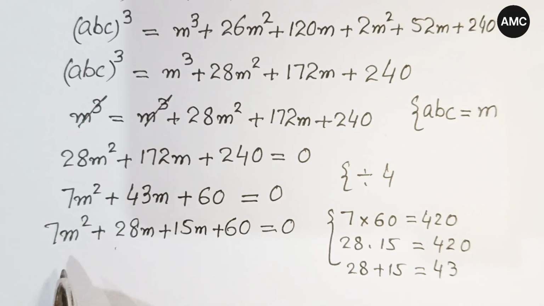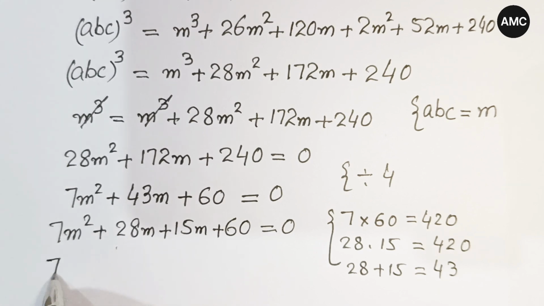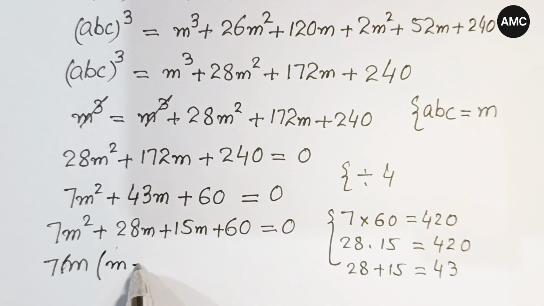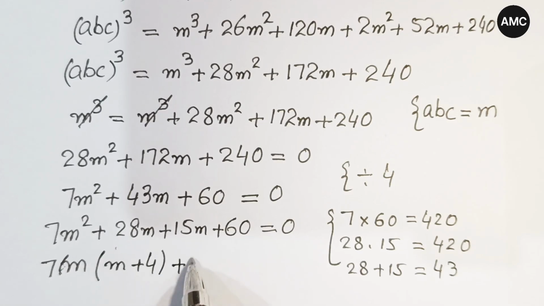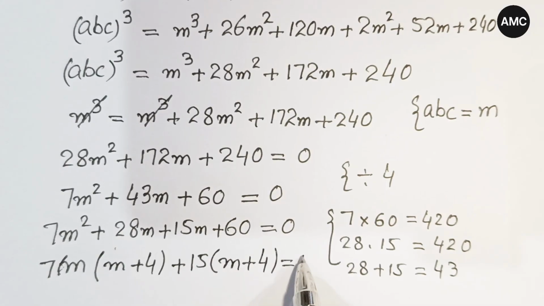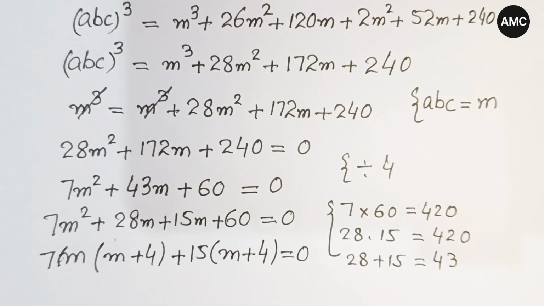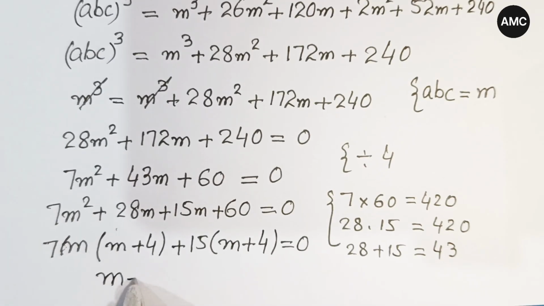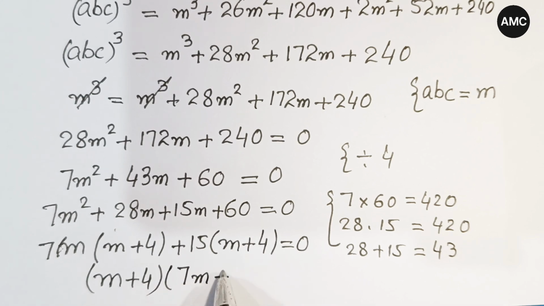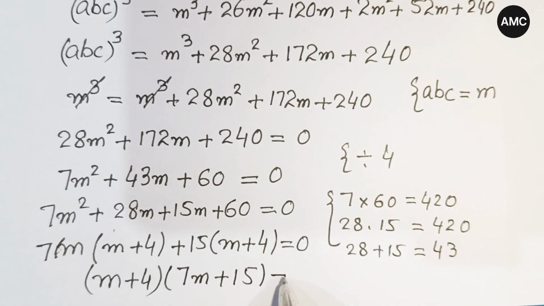Now here 7m can be factored out from the first two terms. So we have 7m times, inside the bracket, m plus 4. Similarly, if we take 15 common, we have m plus 4 is equal to 0. So here our first factor is m plus 4 and the other one is 7m plus 15 is equal to 0.